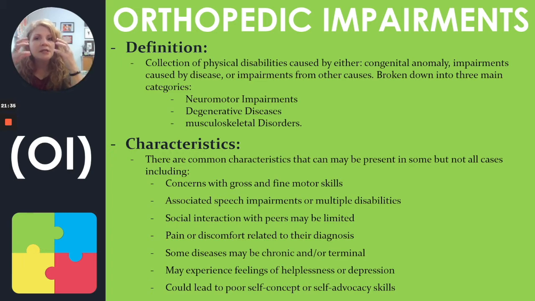Sometimes cerebral palsy can affect the ability to speak. Their brain is fine. They just can't communicate because of spasticity or blocks that are going on from the brain to the communication systems. Social interaction with peers may be limited because they look different and they communicate differently. Pain or discomfort related to their diagnosis, especially if it's degenerative or musculoskeletal.